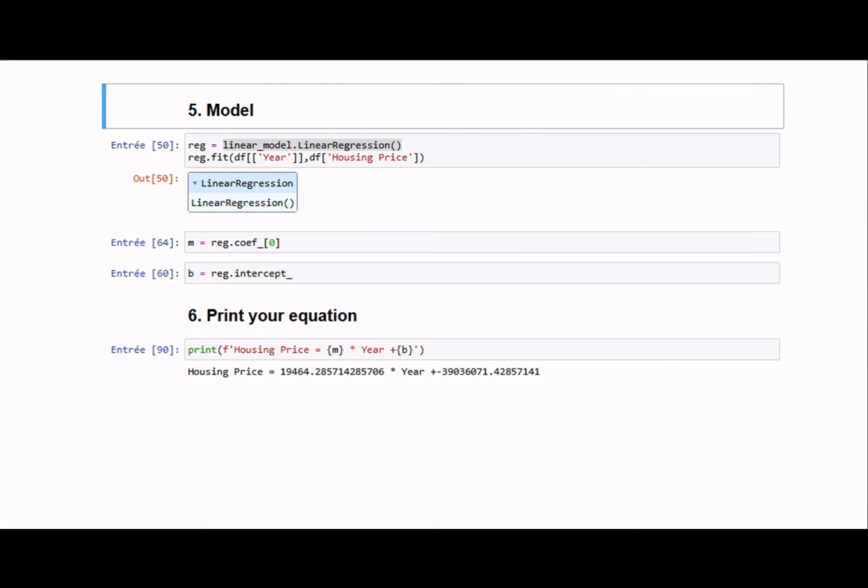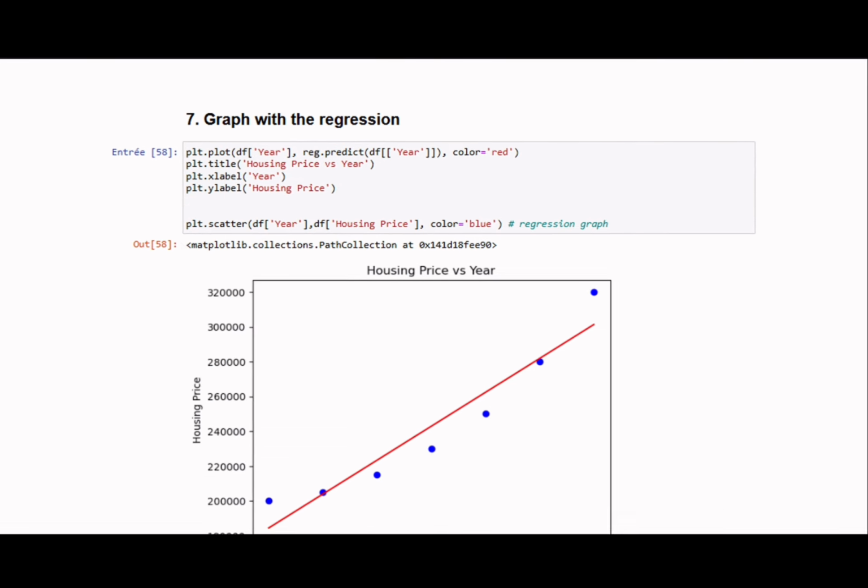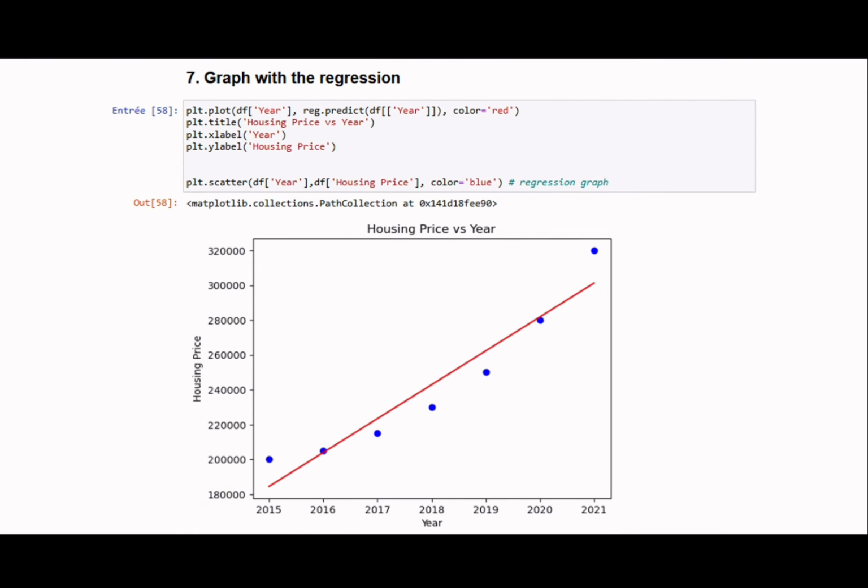Now let's visualize this regression line on our scatterplot. Step 6. Graphing the regression model. Now that we have our equation, let's plot the regression line on top of our scatterplot. The blue points represent the original data points. The red line represents the best fit regression line that predicts housing prices based on year. At this stage, we see that our regression line follows the general trend, but the accuracy depends on how well the data fits the model.